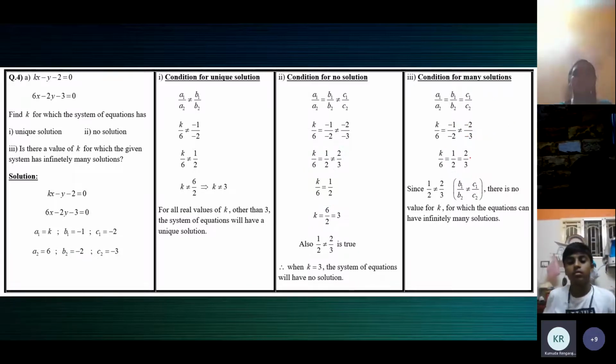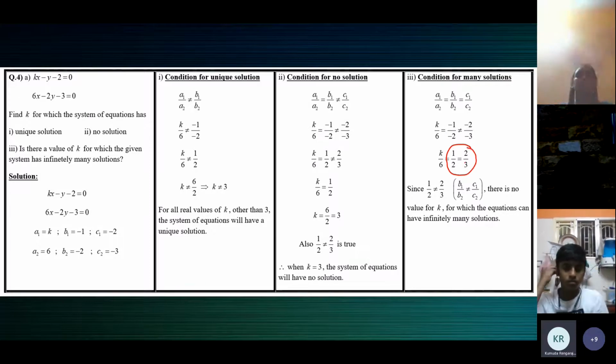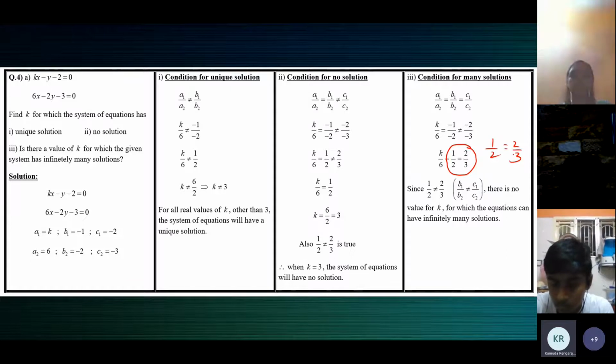Half is equal to 2 by 3. See, this we did not write. We substituted the values in the condition and we find this. We did not write half is equal to 2 by 3 by ourselves; when we substitute the values in the condition, we get this.